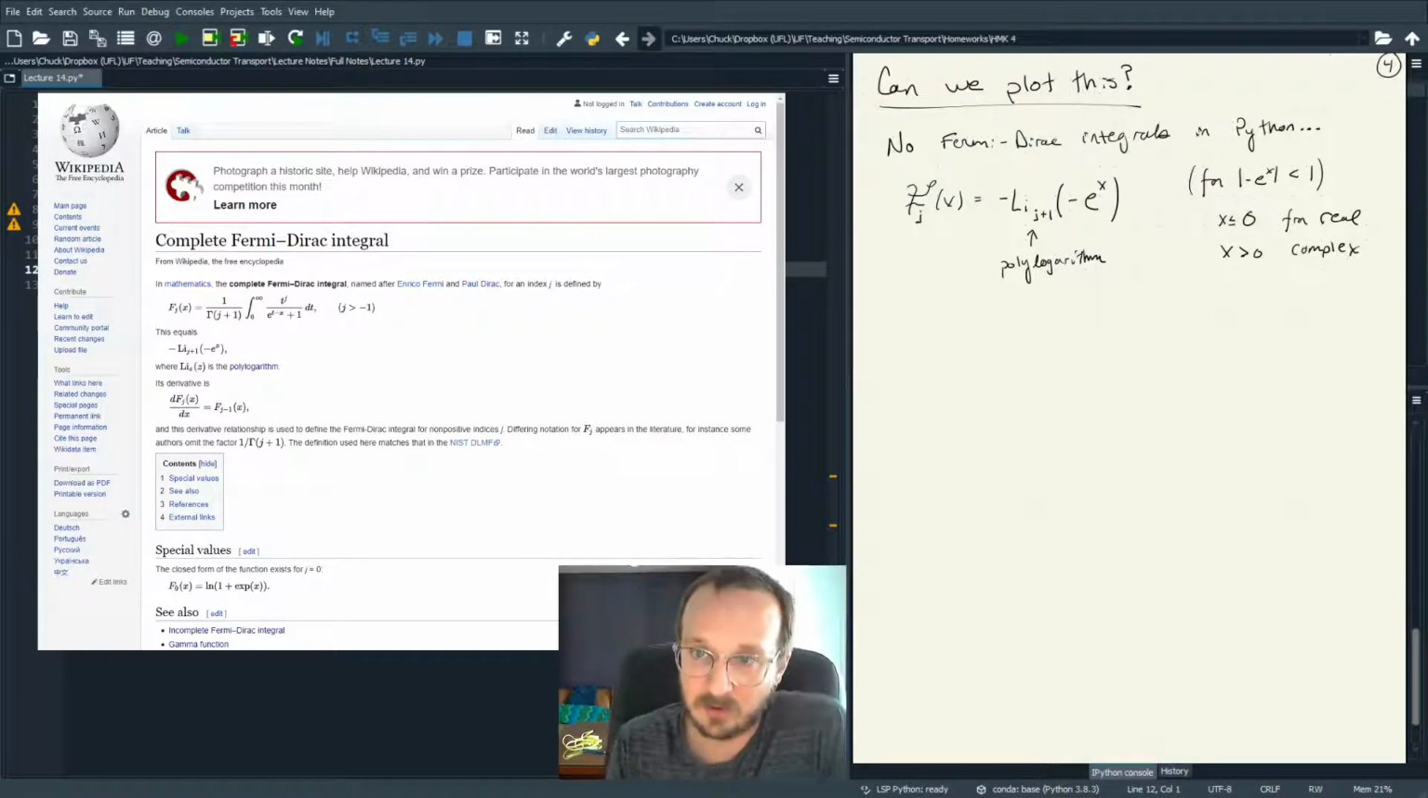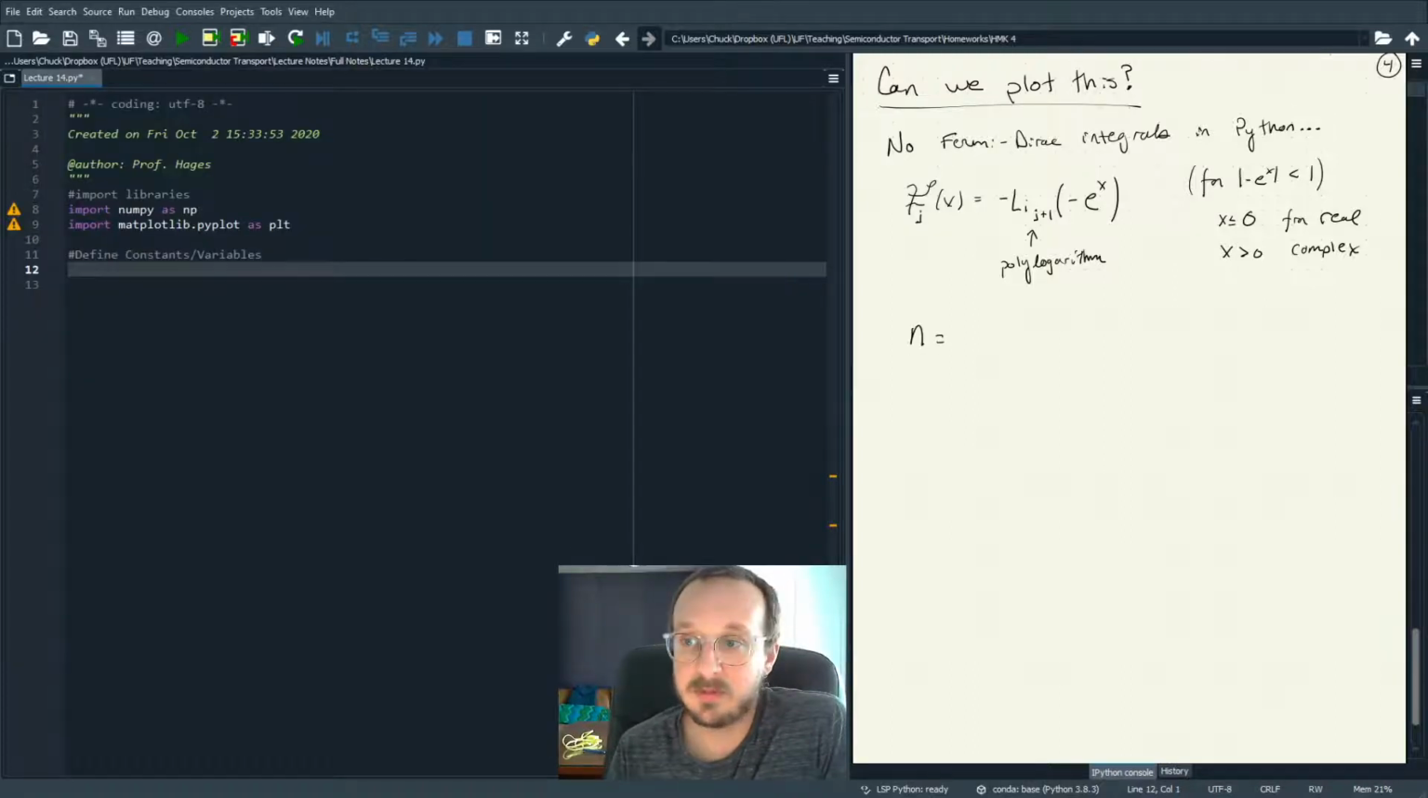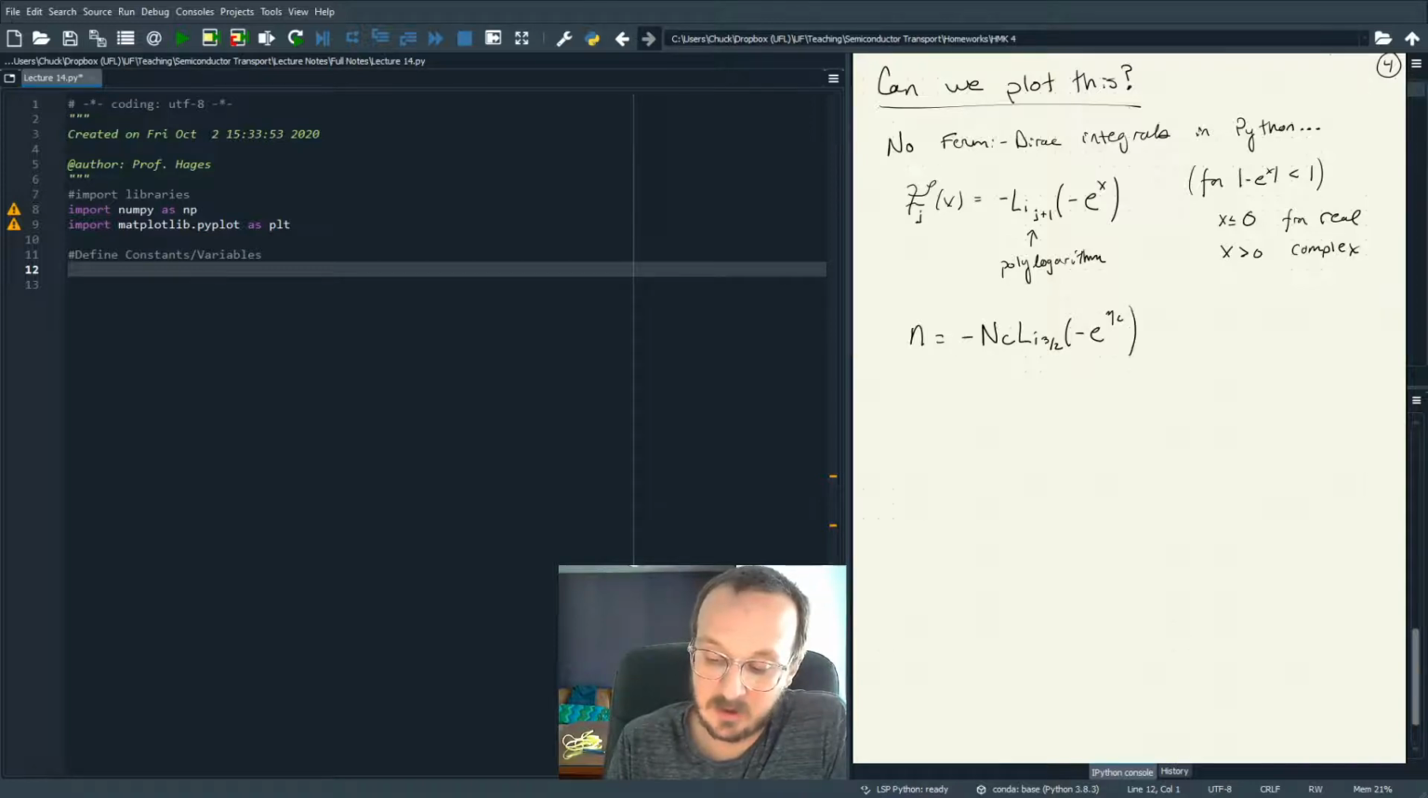And so we can rewrite our electron density. N equals the negative effective density of states, Li to the 3/2, okay, because it's Fermi-Dirac integral 1/2. So 1/2 plus 1 is 3/2, minus e to the eta c, or if you want to rewrite this in terms of exponential Fermi function, minus effective density of states, Li to the 3/2, minus e to the EF minus EC over kT.